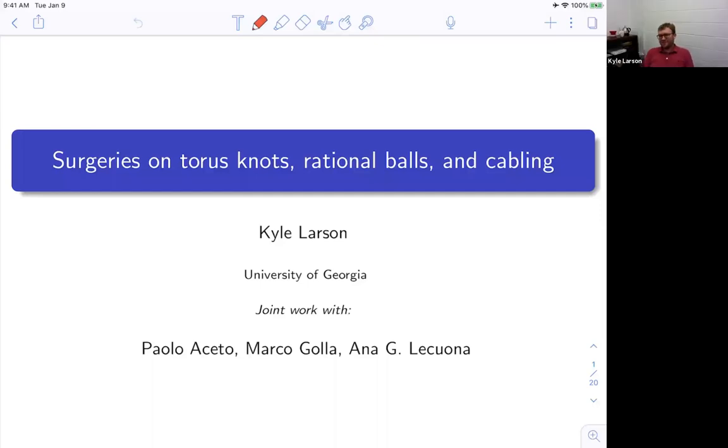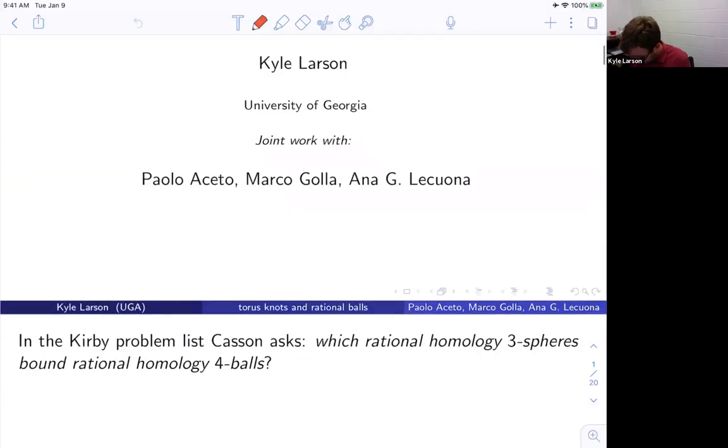Okay, yeah, sure. So, okay, thanks. So, yeah, I'm going to be talking about surgeries on torus knots, in particular, which of those bound rational homology balls, and something sort of related about surgeries on cables of knots. And very importantly, this is joint work with Paolo Aceto, Marco Golla, and Anna Lacona.